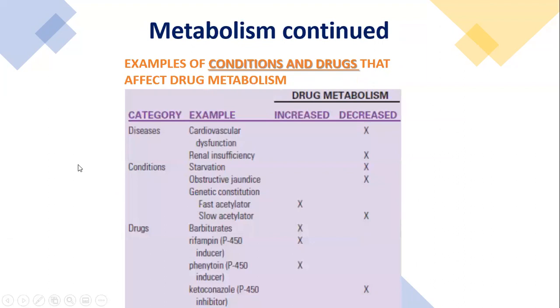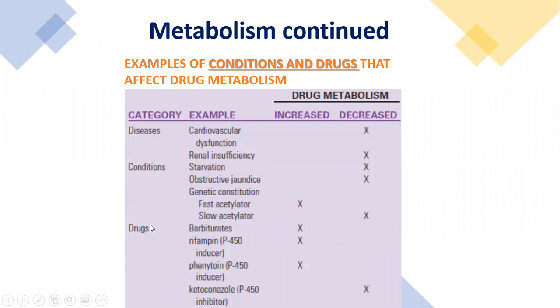There are some examples of conditions and drugs that affect our metabolism. So first of all, category and example, like disease: cardiovascular dysfunction, renal insufficiency, decreased drug metabolism. Some conditions like starvation, obstructive jaundice, genetic constitution, decrease metabolism.